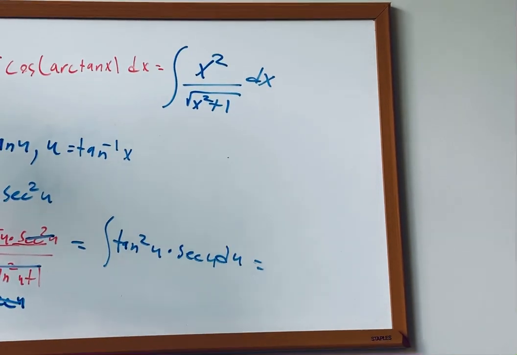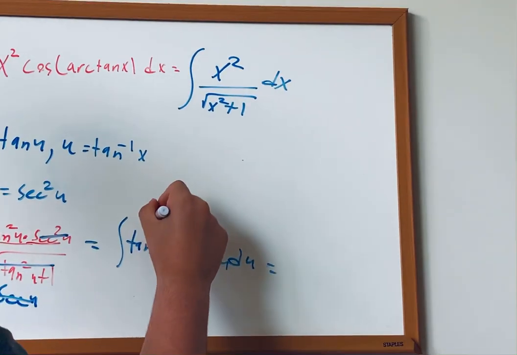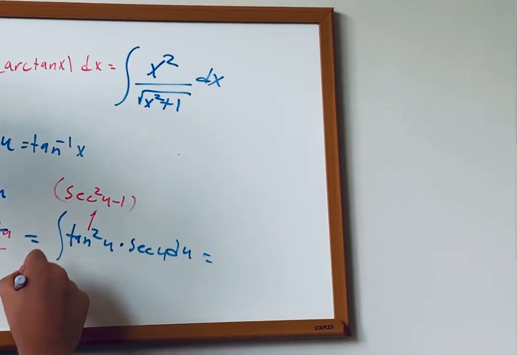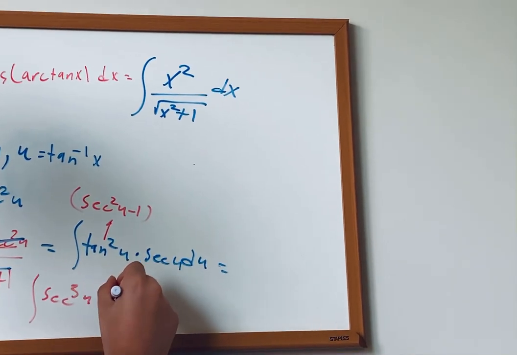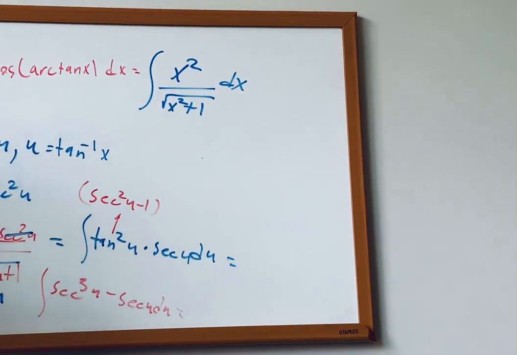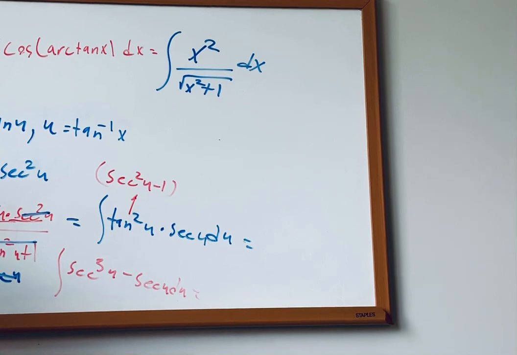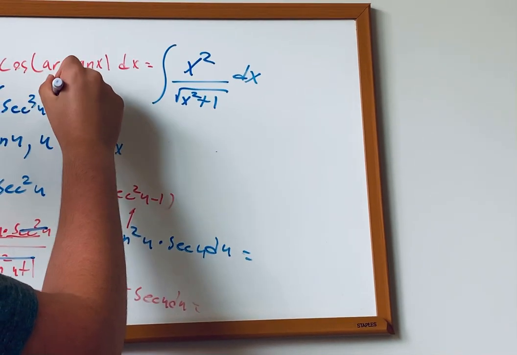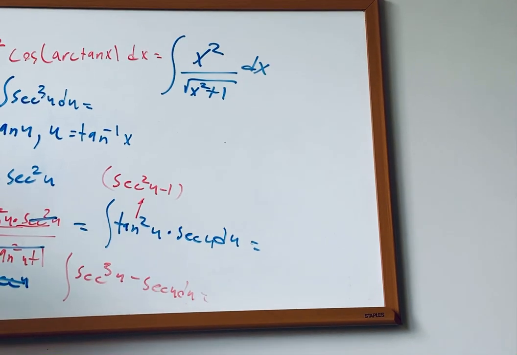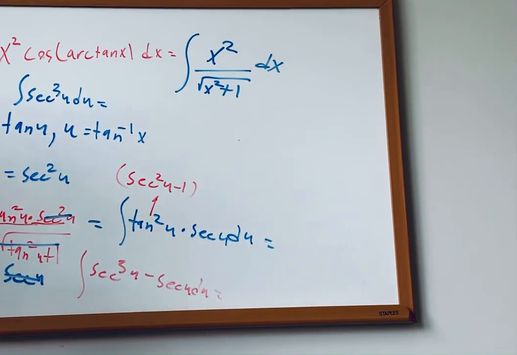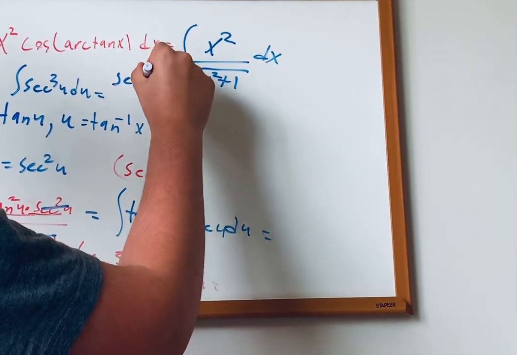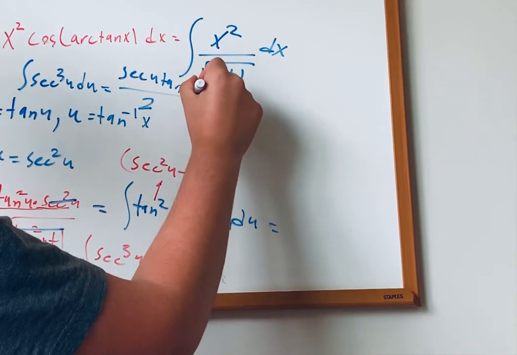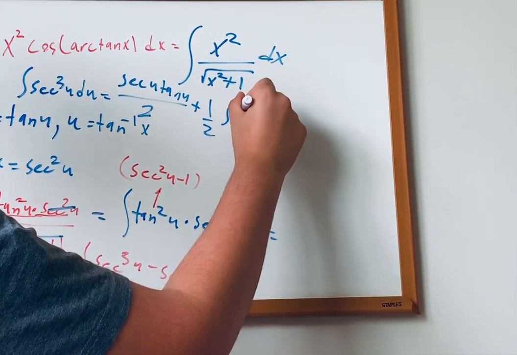We can write tangent squared u as secant squared u minus 1. So I write this as secant squared u minus 1, and if I use the distributive property, I get the integral of secant cubed u minus secant u du. Now I should first integrate secant cubed u and then subtract the integral of secant u. The integral of secant cubed u du is a famous integral: secant u times tangent u over 2, plus 1 over 2 times the integral of secant u.